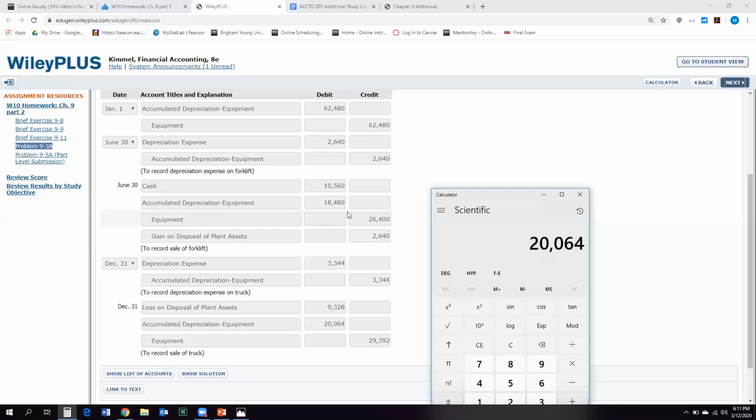Right. And the way I remember it is when I sell off an asset, I'm either going to take a loss, which is an expense, or get a gain, which is a revenue. And so revenues are recorded on the credit side. So if my difference is a credit side difference, then that's a revenue and it's the gain. And if my difference is a debit side difference, then that's an expense and that's a loss. That's how I remember it. So if it's a debit, it's an expense. And the expense is called loss on disposal of plant assets.